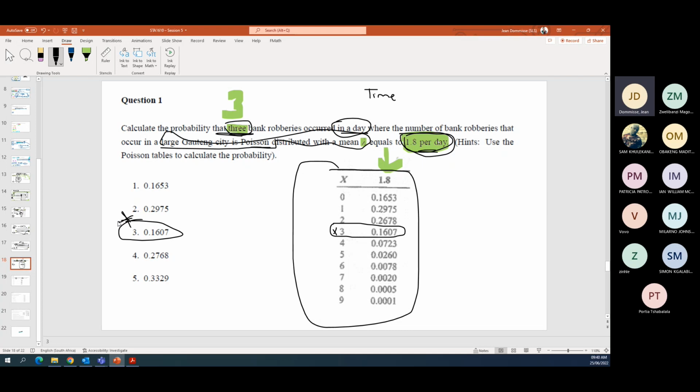What they could have now said is calculate the probability that more than 3 robberies occur, or less than 3. Like in the binomial where they said more than, less than, it can happen in Poisson as well. And hopefully there will be one or two of those types in the rest of the question set. So binomial is a bit more difficult than Poisson. Poisson, I think, is a bit more straightforward.